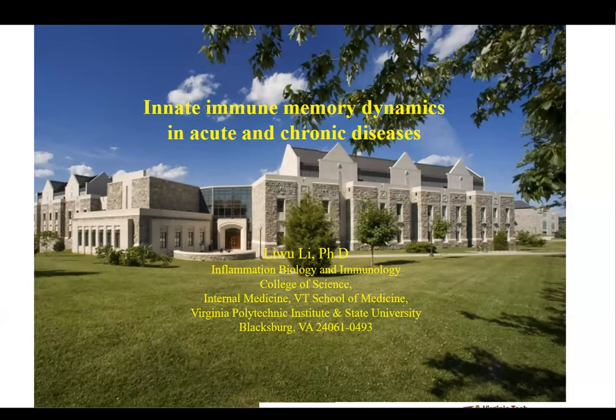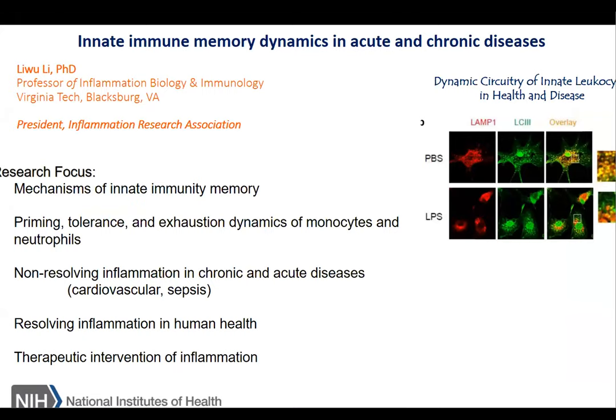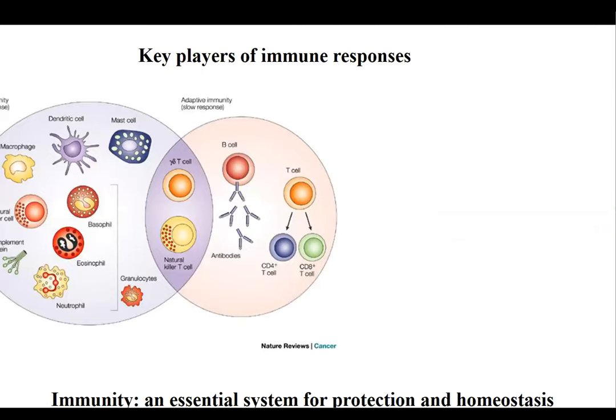Today's talk I will primarily focus on four or five areas. Number one, what is the innate immune memory? What's the key mechanism that drives the innate memory state? Primarily we'll use these examples of priming, tolerance, exhaustion dynamics of monocytes and neutrophils to illustrate the point of innate immune memory. In terms of translational significance, I'll be talking about this non-resolving inflammation in both acute and chronic disease, in particular cardiovascular atherosclerosis, and acute we'll be talking about sepsis. And then we'll also be talking about some specific examples where we can intervene and resolve that inflammatory reaction in terms of therapeutic interventions.